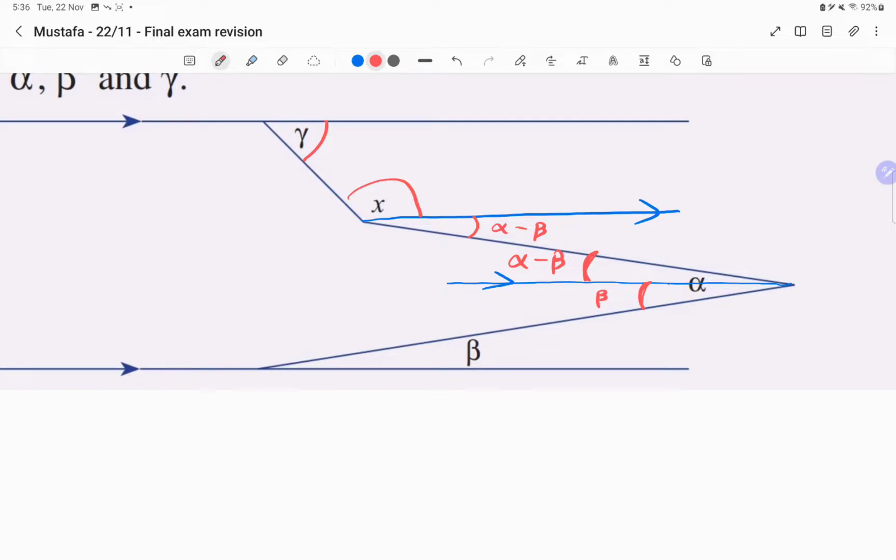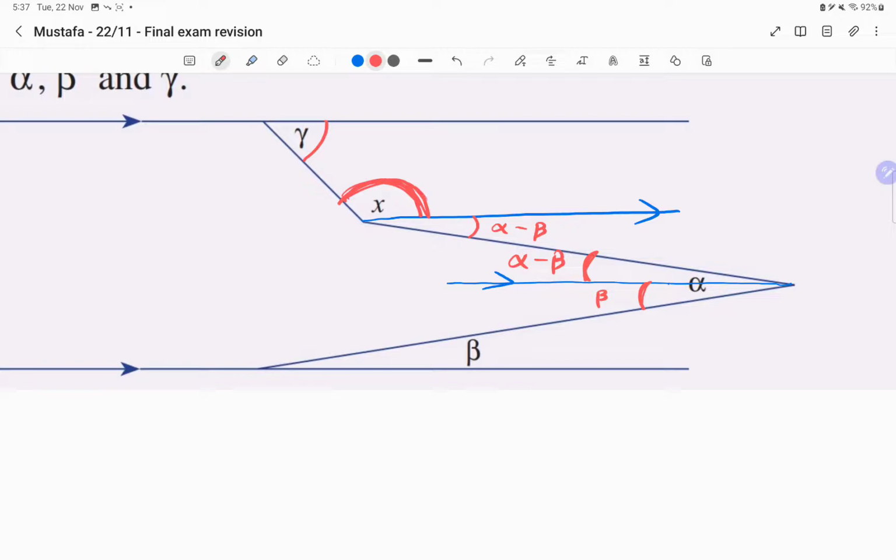What does that mean? They point towards the same side. And so, because they're co-interior, they add to 180. Yes, they add to 180, which means this angle related to gamma is how much? Gamma minus x? No, gamma plus x? No.